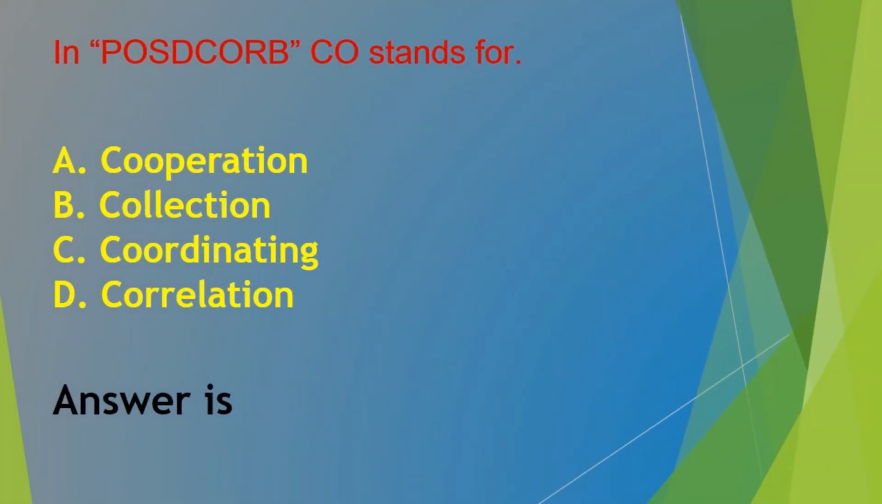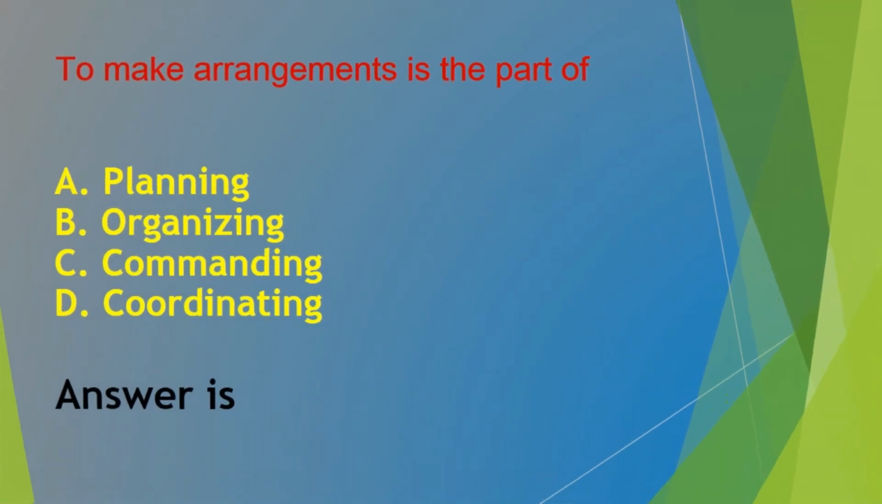In POSDCORB, CO stands for A. Cooperation, B. Collection, C. Coordinating, D. Correlation. Answer is C. Coordinating. To make arrangements is the part of A. Planning, B. Organizing, C. Commanding, D. Coordinating. Answer is B. Organizing.